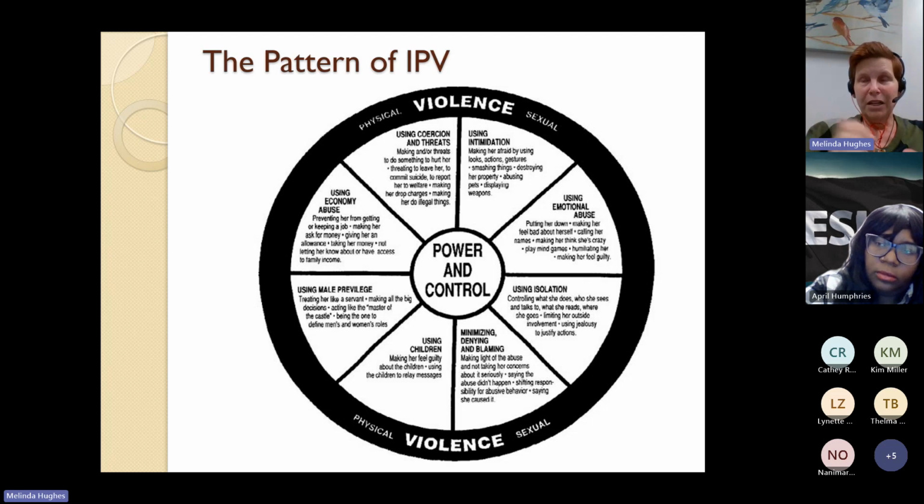the dynamics of an abusive relationship are happening all the time, not just when there's violence. And sometimes there's not acute physical or sexual violence that you would see. And sometimes people will say, well, I didn't think it was domestic violence because he never put his hands on me. But all this other stuff is going on.